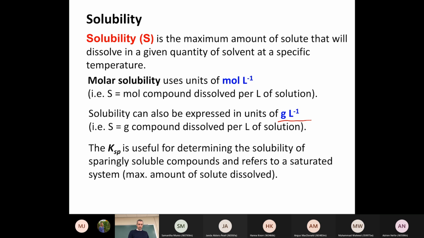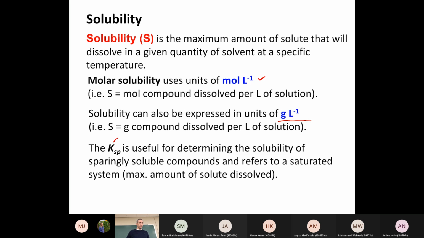So molar solubility is probably what we're going to be using most often, but just be aware that grams per liter is very common. Not just in biology, in medicine, often you see grams per liter as well. You see solutions, like saline solution or different things like that. So yeah, both of those are real things, important.